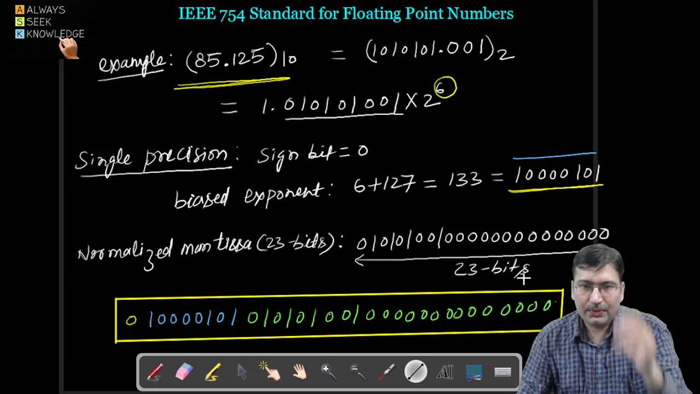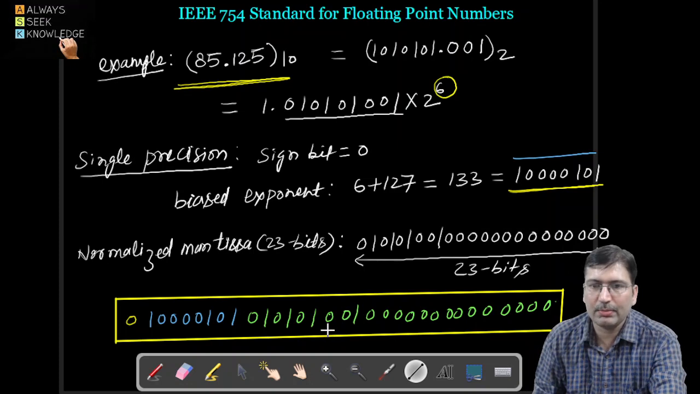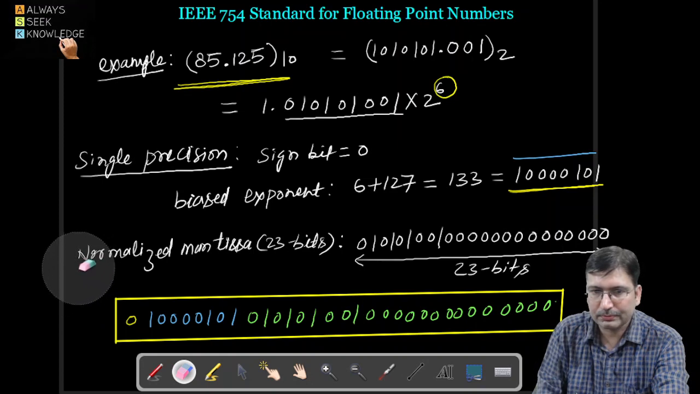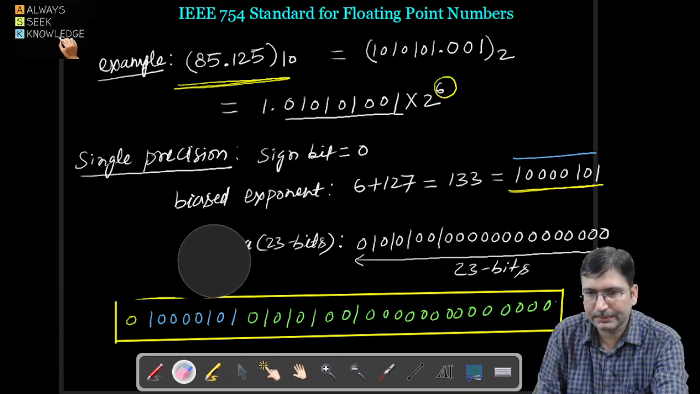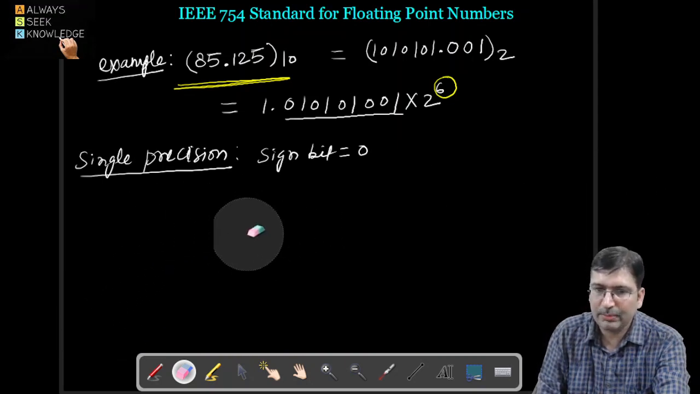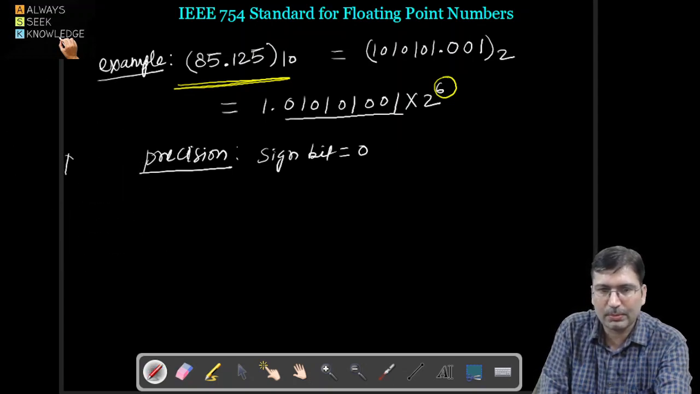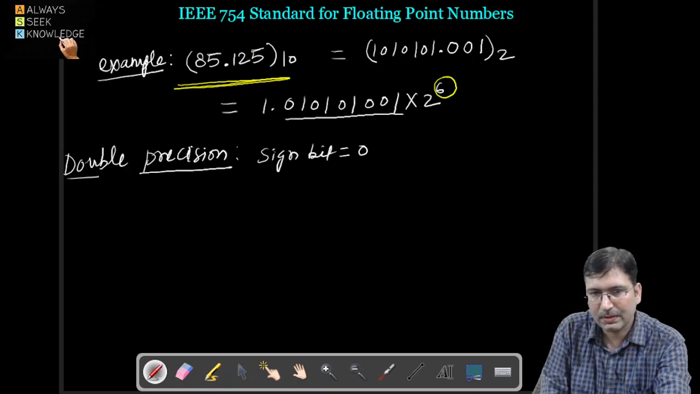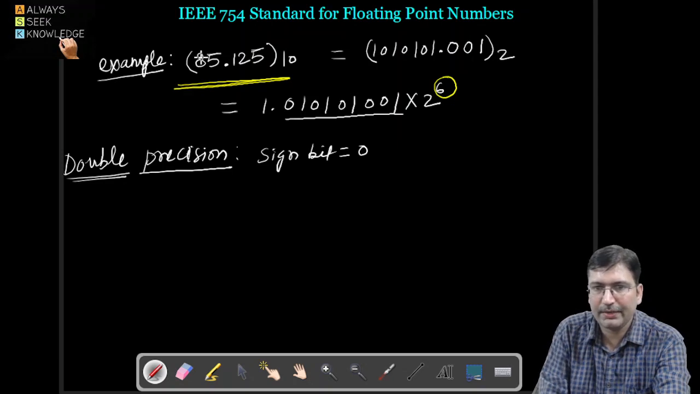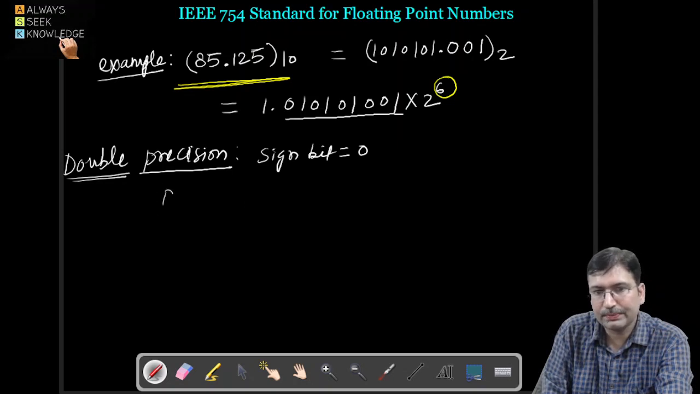Right? If we want to represent the same number in double precision, then how will we represent it? So let me clear this. The sign bit will be 0 only. Here I am writing double precision. So in double precision, the sign bit will be 0 because the number is positive. It is 85.125.